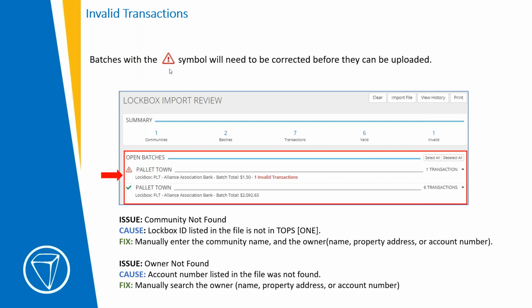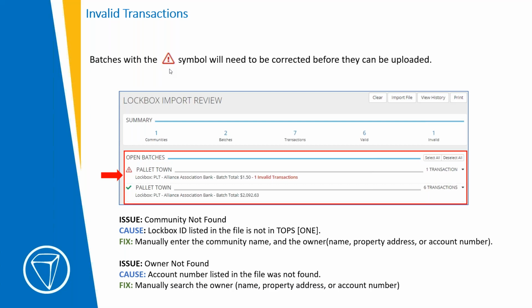Some of the things that would cause an invalid transaction is the community is not found. And community not found usually means that the Lockbox ID in the file is not in Top 1. This is similar to an issue that happened in Pro and IQ. If you had that ZZZ community not found, it usually meant that you needed to make sure, first of all, that the Lockbox ID in the lockbox matches the Lockbox ID in the bank. And so you could manually enter the community name to fix this, or the owner, the property or account number, whatever it is that's missing, you can go ahead and fix that in the transaction.